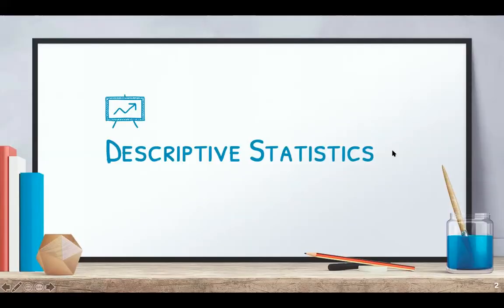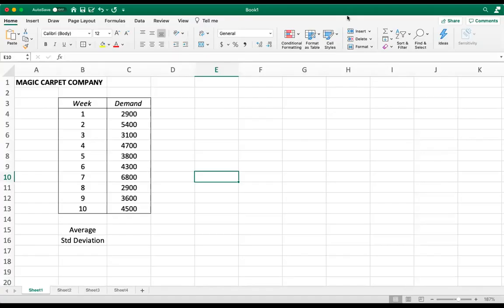So we will start with descriptive statistics. I will show you how Microsoft Excel can generate the descriptive statistics for us. So when we open Microsoft Excel, for example, meron tayong company, Magic Carpet Company. So for example, ito yung data available for Magic Carpet Company.